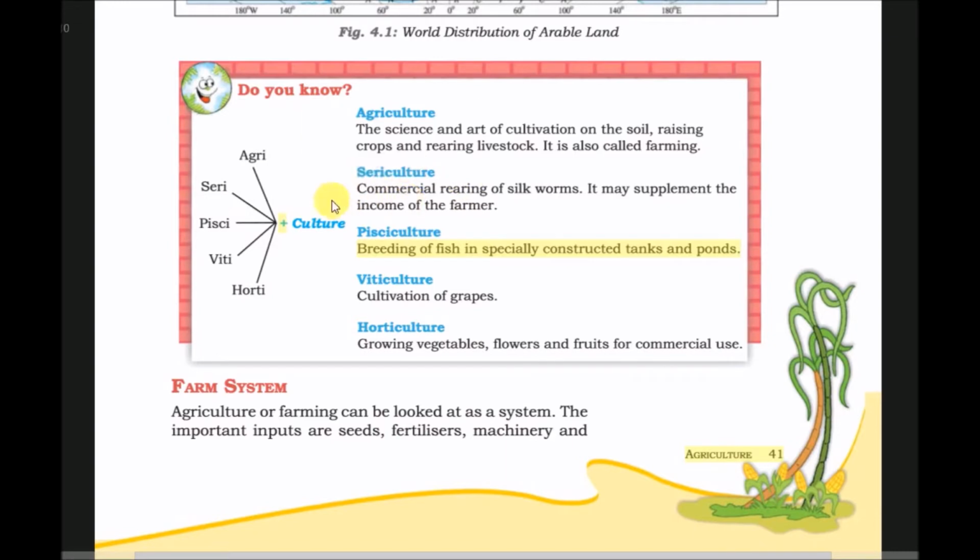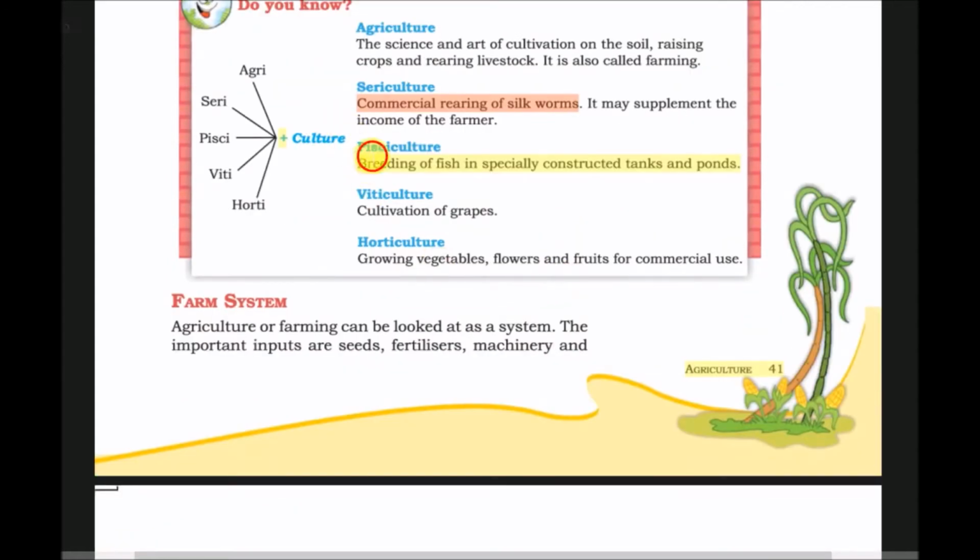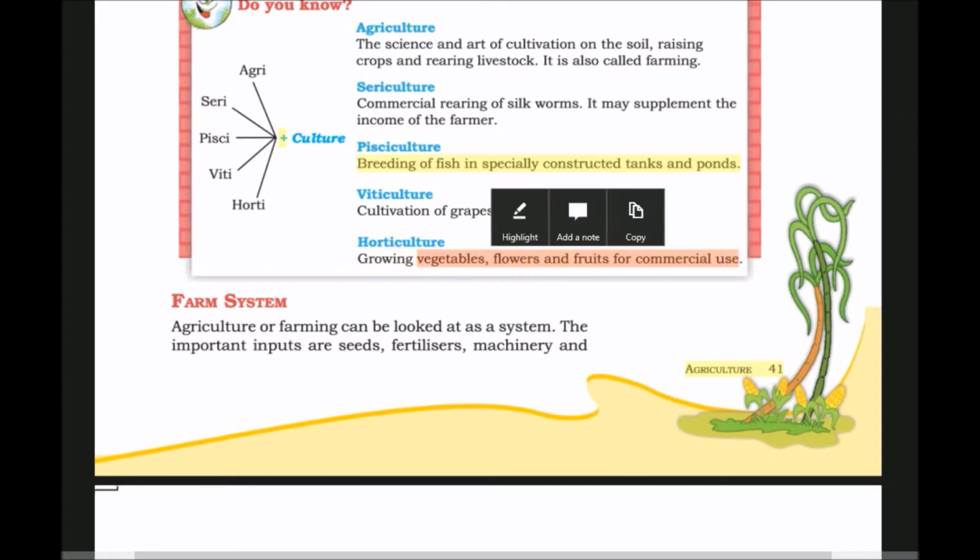Now, sericulture. Sericulture is also known as silkworm rearing. Silkworm rearing is to produce silk from the silkworm. It is known as sericulture. It is done on a very big scale, so it is also known as commercial rearing of silkworm. Now, pisciculture simply means breeding of fish in especially constructed tanks and ponds. Now, viticulture, you know that viti simply means grapes, so it is the cultivation of grapes. Now, horticulture is simply growing of vegetables, flowers, and fruits for commercial use.